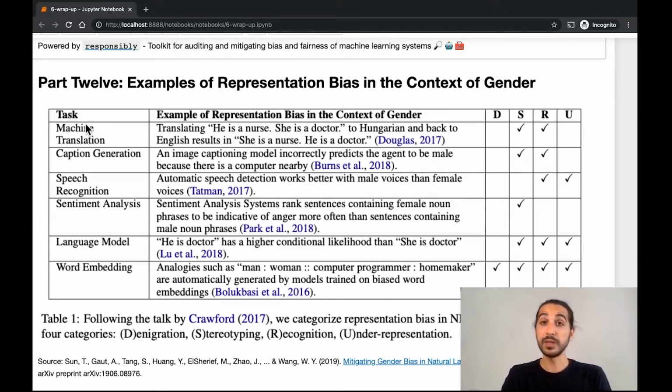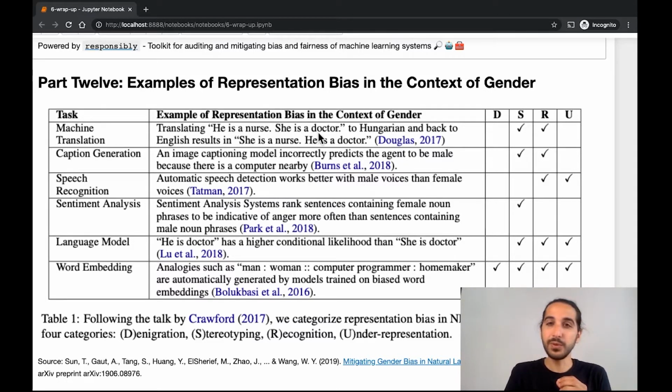Some of them we have already seen, like machine translation, speech recognition. We talked about word embedding basically all this tutorial. Caption generation, taking an image and saying what there is in this image, and generating text for this image. Sentiment analysis, like taking a text and saying whether it has positive or negative sentiment. Language models, we saw some variant of that with the text generation, with the GPT-2 model.